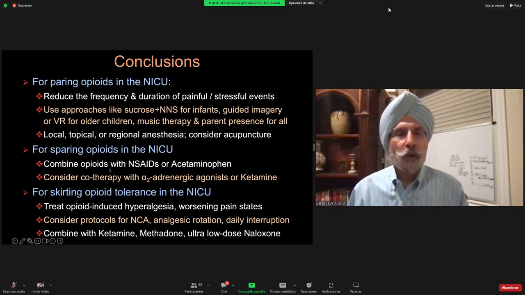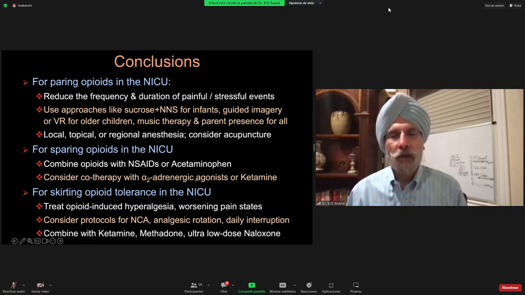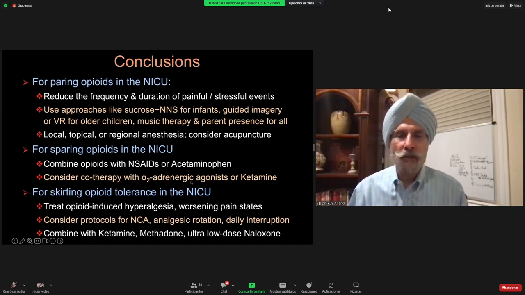For sparing opioids, combine the drugs with some other kind of analgesic, including the NSAIDs or acetaminophen or alpha-2 adrenergic agonists.